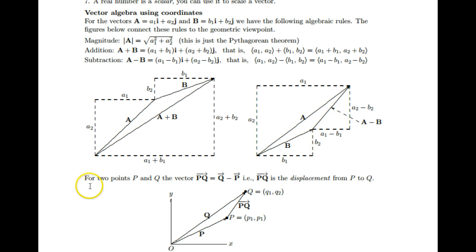And let's see, for two points, P and Q, there's this other idea of a displacement from P to Q. We know that this is a difference, right? Since it's going from P to Q, it's the difference. It's vector Q minus vector P. So this is the displacement from P to Q.